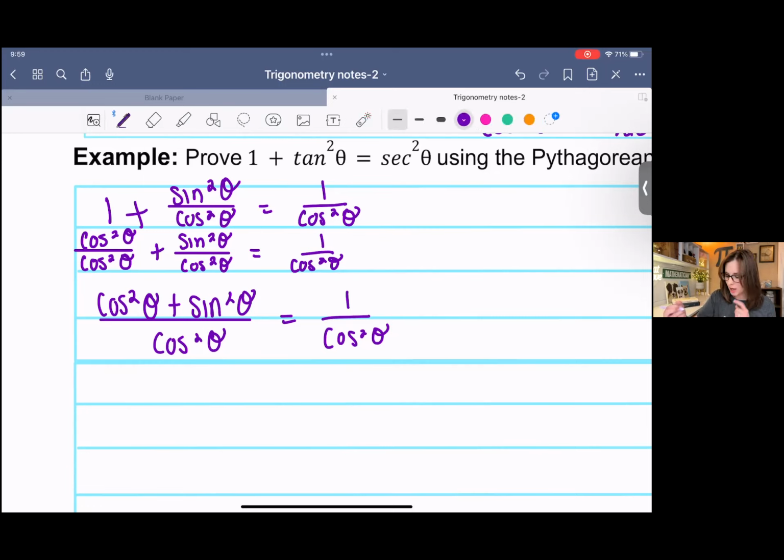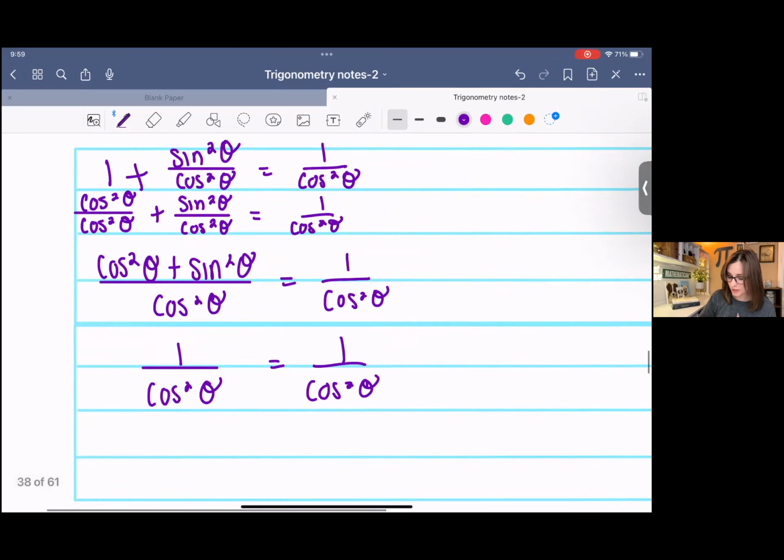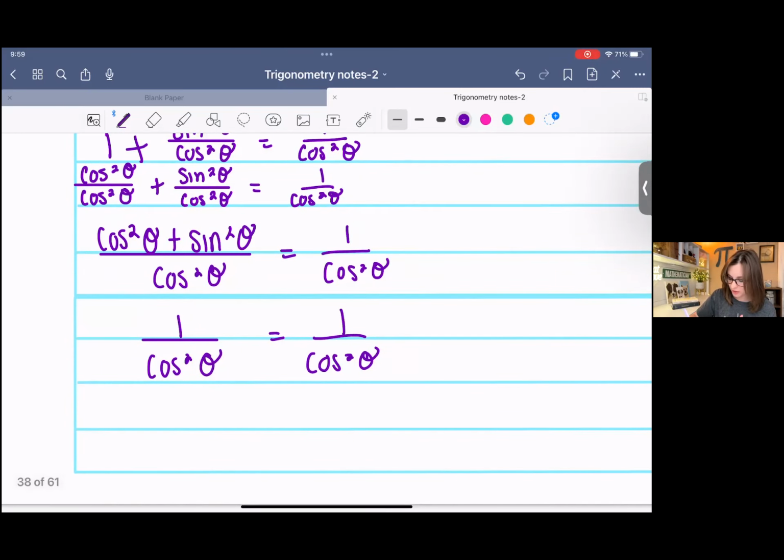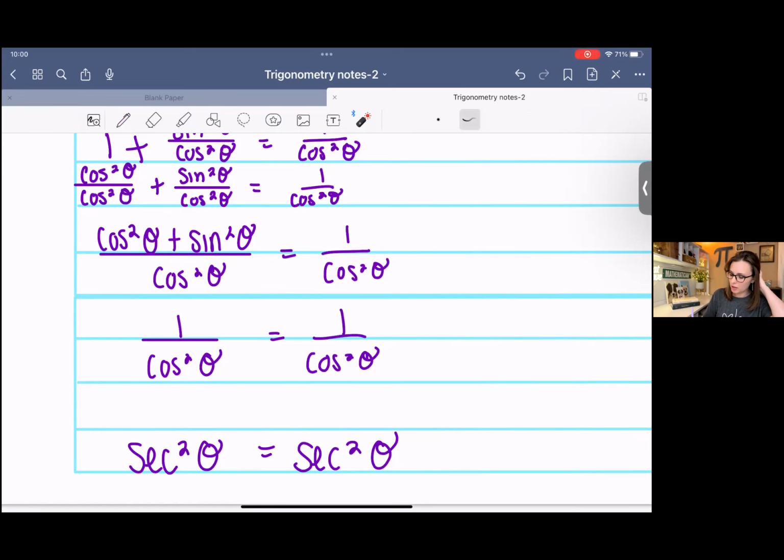I'm going to change this by the Pythagorean identity to 1 over cosine squared theta equals 1 over cosine squared theta. Those are equal, so I could be considered finished. It's proven. I could take it one step further and say that's secant squared theta, and that's secant squared theta, and that's true. So either of those are okay. I feel like this tidies it up a little bit more, but obviously these are equal, so you would be done there.